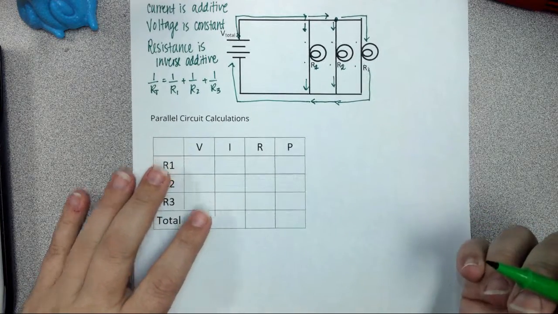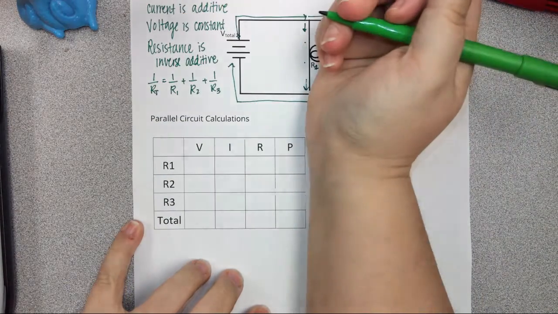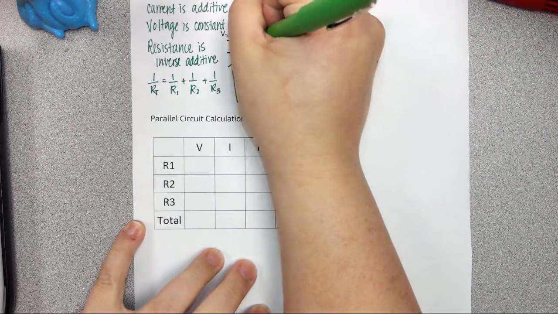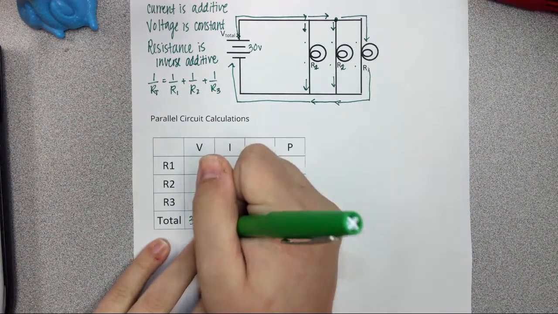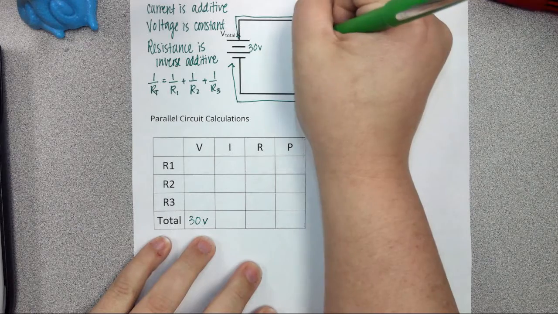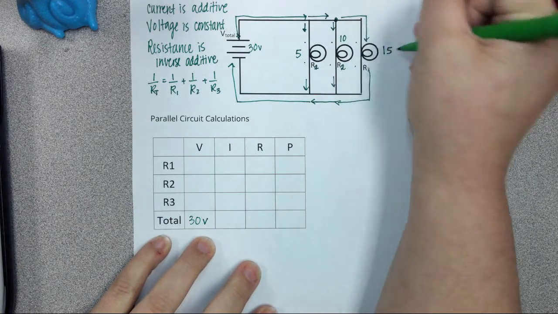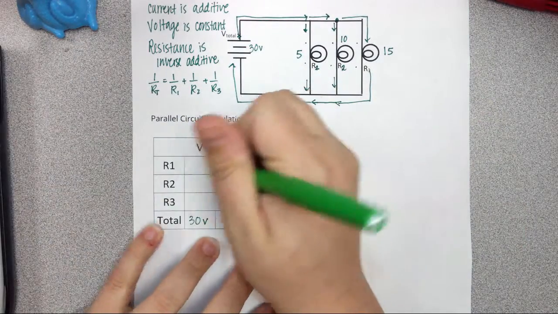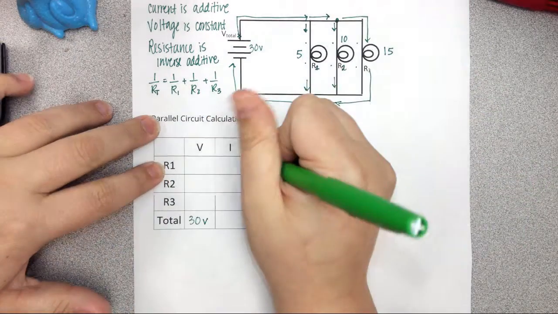Okay, so let's make up some numbers again. Let's say I have a total voltage of, I don't know, 30 volts for fun. So I'm going to put that here in my total column. And let's say this light bulb is 5 ohms, this light bulb is 10 ohms, and this light bulb is 15 ohms. Okay, so I'm going to put those under resistance according to their number.